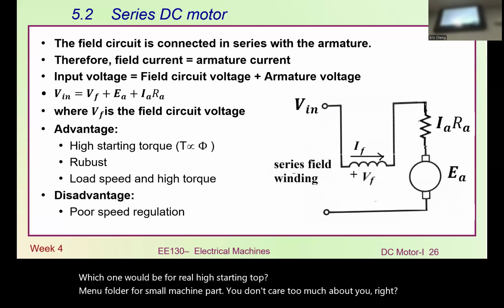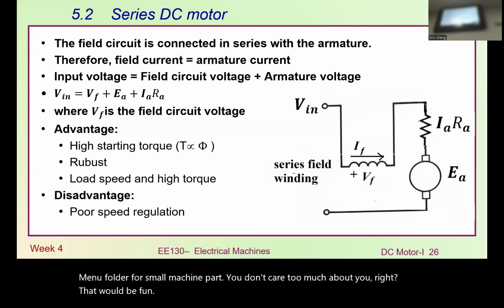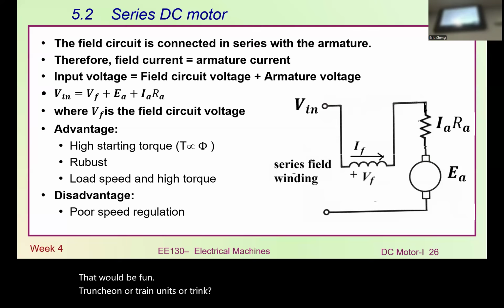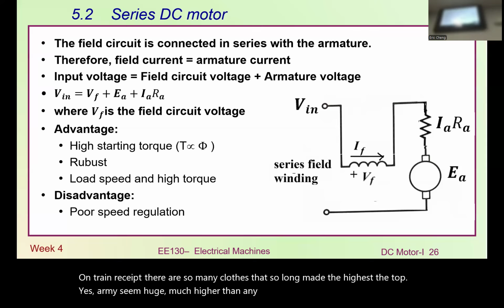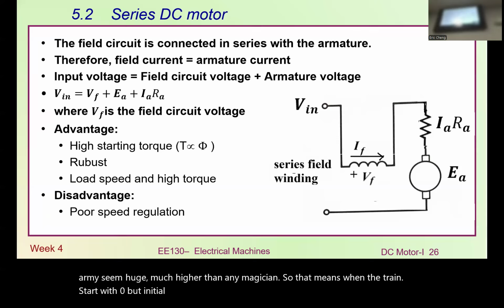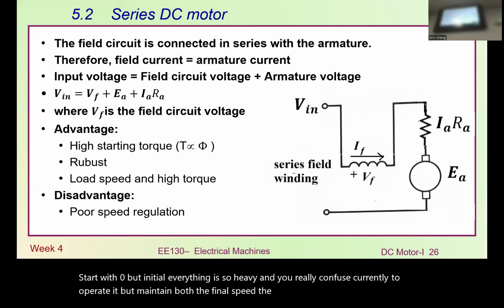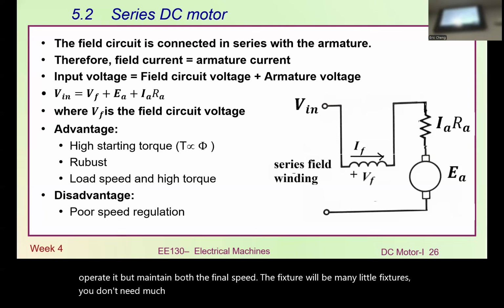That will be for traction, for a train, an electric train. For a train, you see there are so many coaches that are so long, and the starting torque is huge, much higher than any machine. So when the train starts from zero, the inertia is so heavy that you really need to produce a lot of current to operate it. But when the train goes to the final speed, there is only friction, and you don't need much torque. So that's why IA and IF can be good.